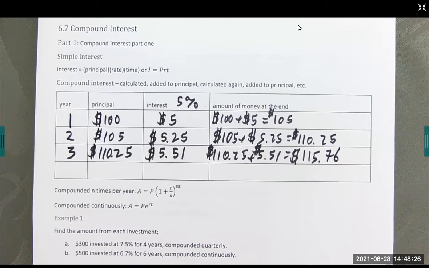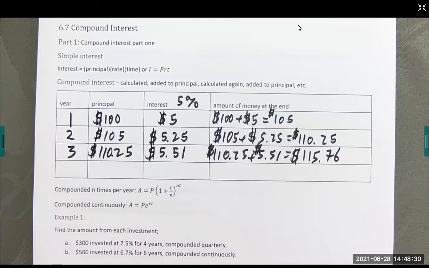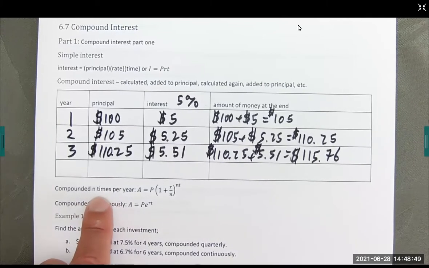The formula for compound interest, N, as you see in the formula, is the number of times that it's compounded per year. So if it says it's compounded annually, that means N is 1. Compounded semi-annually, that means N is 2. Monthly, N is 12. Quarterly, N is 4, and so on. Daily, it'd be 365, and so on. So this is compounded N times per year.